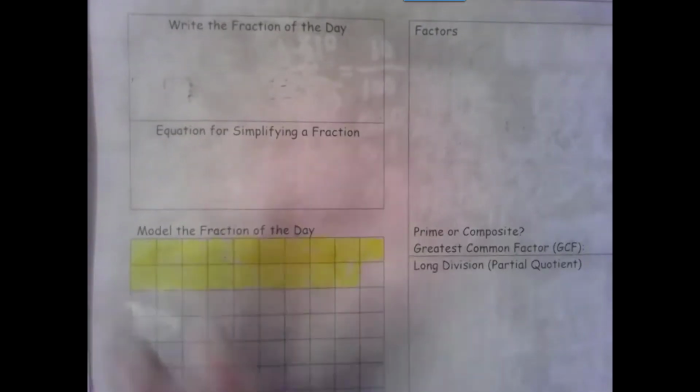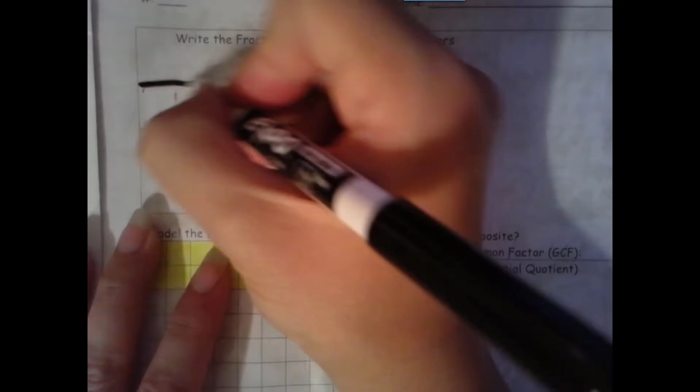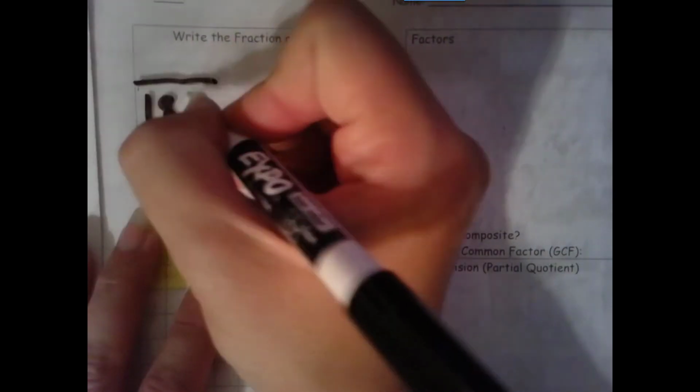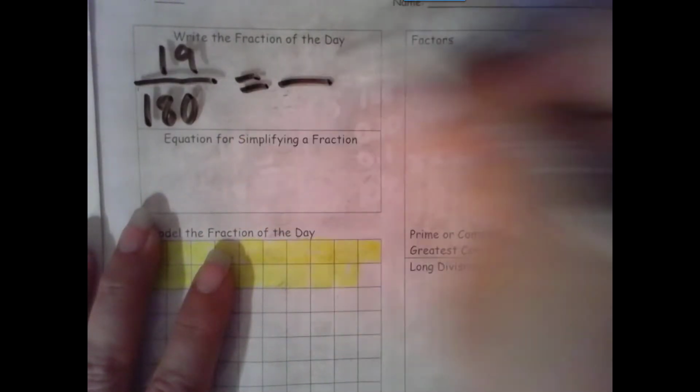All right, let's have that second line filled in. Okay, let's go ahead and write down our beginning fraction. Our denominator is 180 because that's the total amount of school days. And we are currently on day 19. So let's find the factors of our numerator.